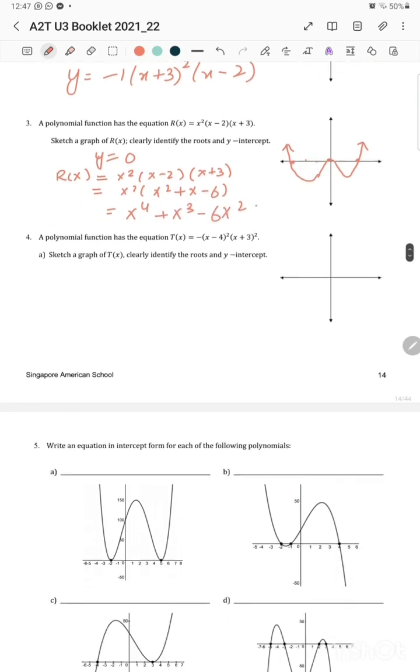The polynomial function has the equation t of x = -(x - 4) whole square (x + 3) whole square. So negative means decreasing trend. Minus 4 means 1, 2, 3, 4.